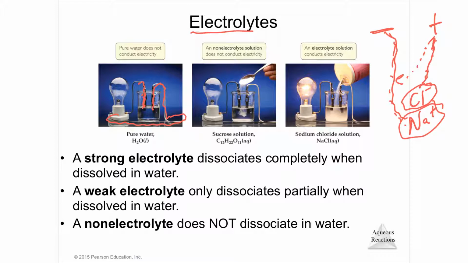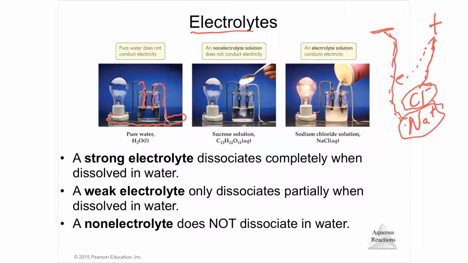And because it doesn't break apart into positives and negatives, those positives and negatives do not migrate towards the electrodes. You get no electricity, and the light doesn't shine. If you put sodium chloride, table salt, into that solution, the sodium is free to go to the negative, the chlorine is free to go to the positive, and the light will shine.